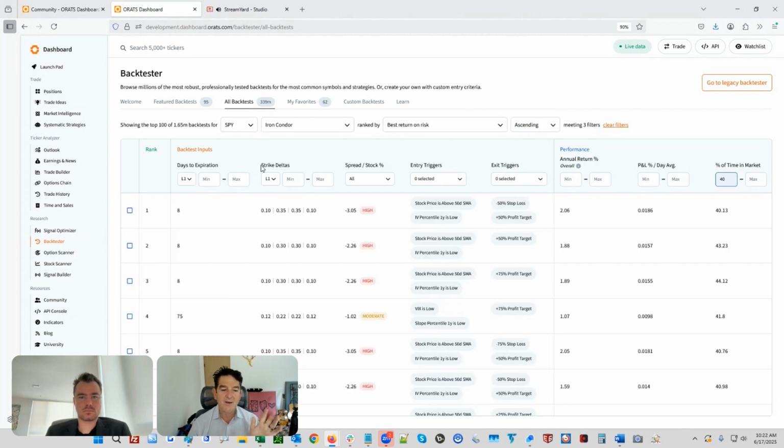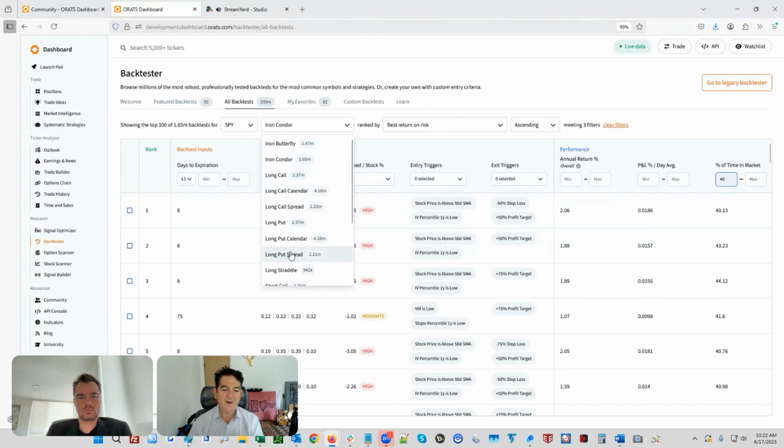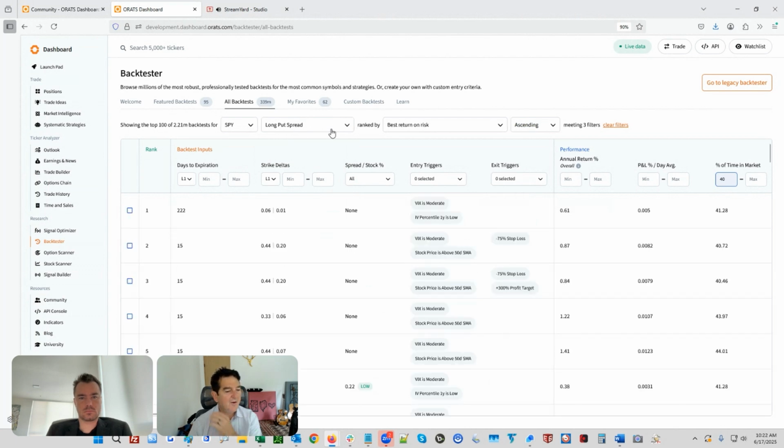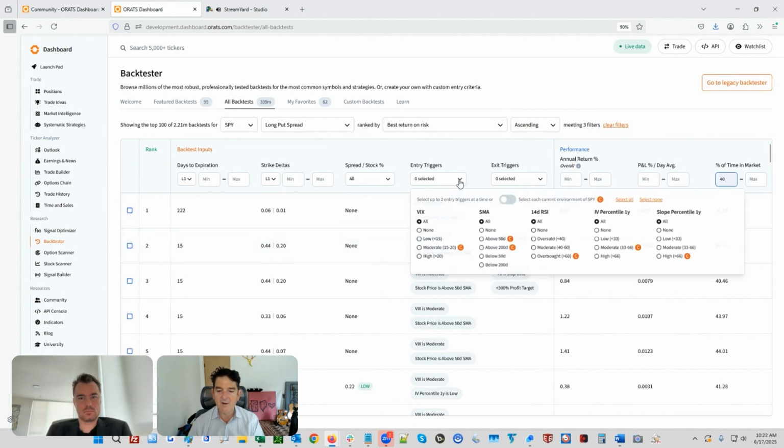So you don't have to go in and type in all this stuff and then see what the returns are. And we also have, for a few of our symbols, entry and exit triggers pre-canned. So you can find out when is the best time to do an iron condor, or when is the best time to do a long put spread, or when is the best time to do all these other types of calculations. So, when the VIX is moderate, and you could say, well, what does that mean? Well, the VIX moderate is between 15 and 20.